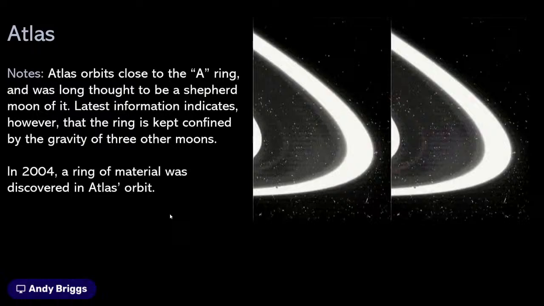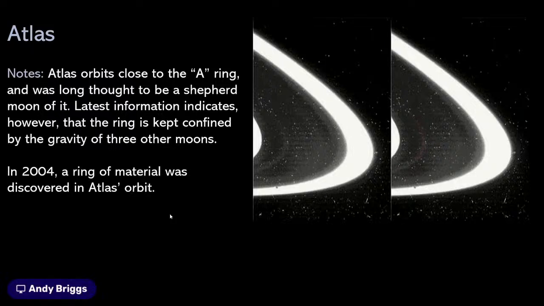For a long time, Atlas was thought to be shepherding the A ring to keep its shape, but it's now thought that it isn't actually a shepherd of the A ring at all. The latest information indicates that the ring is kept within its limits by the action of three other moons, Prometheus, Janus, and another one I can't remember. So Atlas is not actually a shepherd moon.